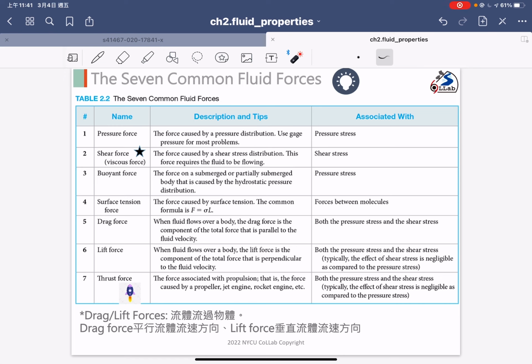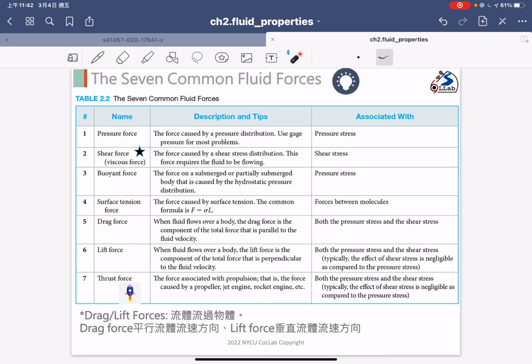And the table showing here summarizes all forces. Totally, we have 7 forces in this class. The first two you already know: the pressure force and the shear force. And for the shear force, we always say that is the viscous force. That means the shear force has a relationship with viscosity, right? So we call that the viscosity force. And we have additional forces: buoyant force, surface tension force, drag force, lift force, and stress force.